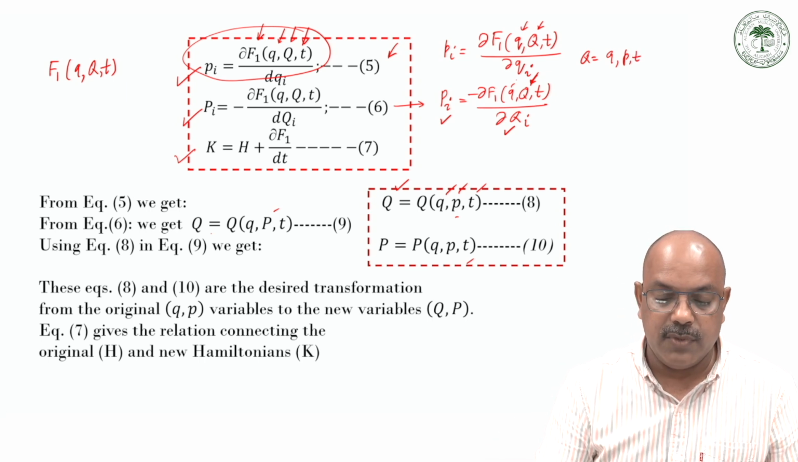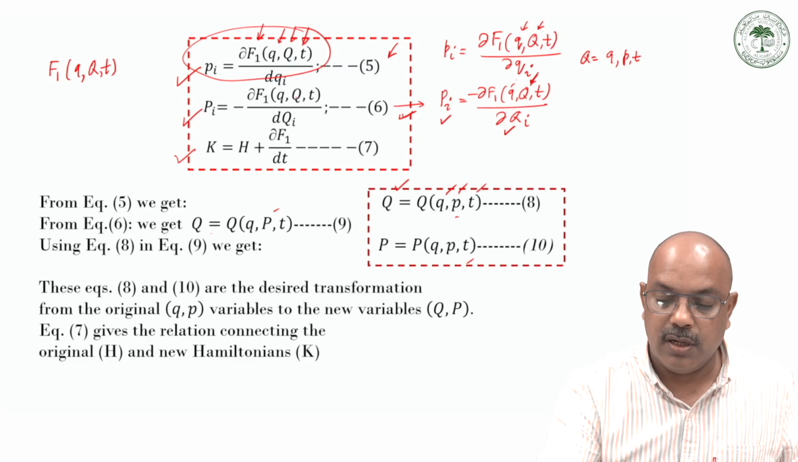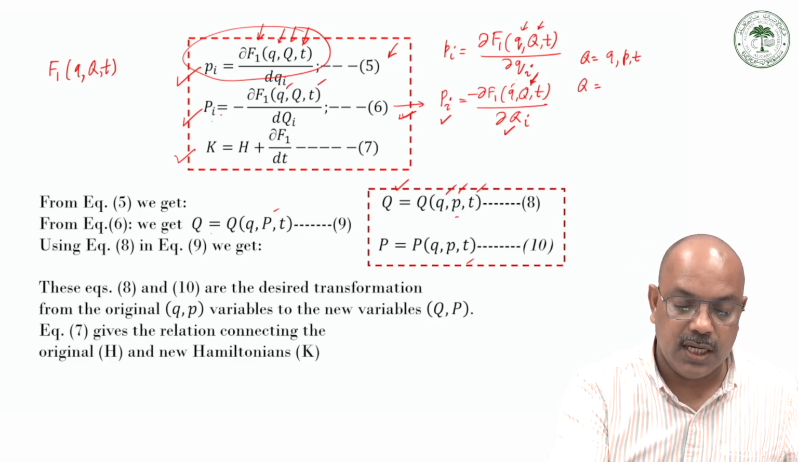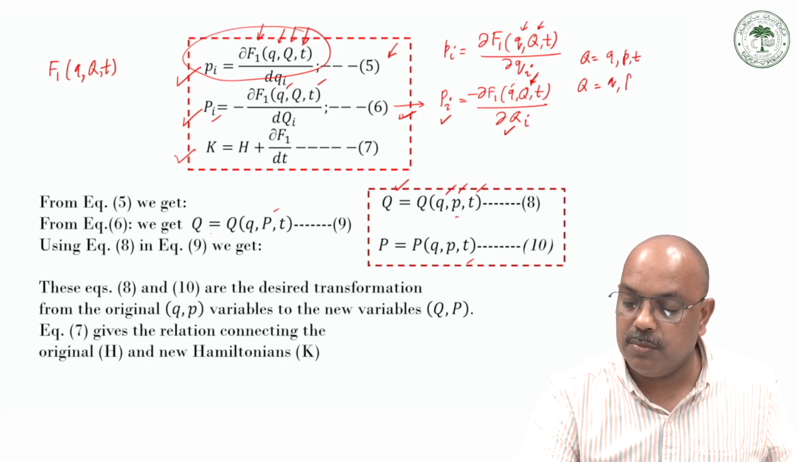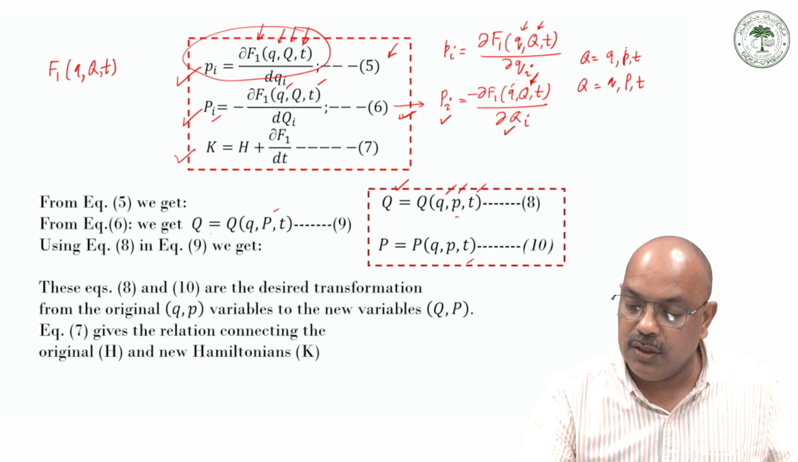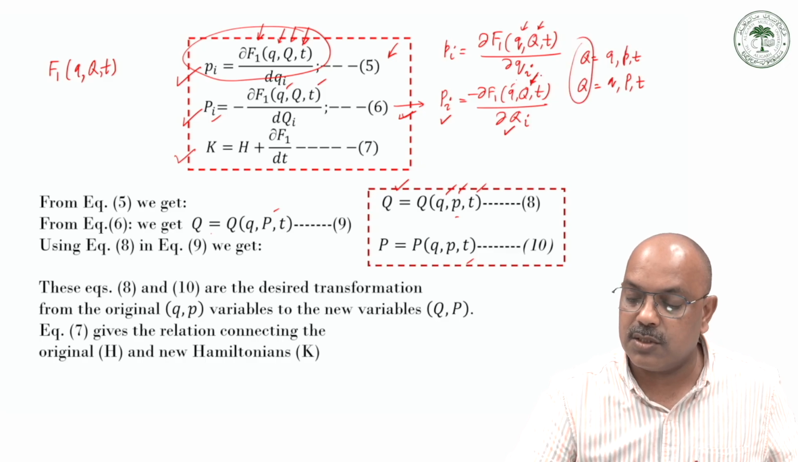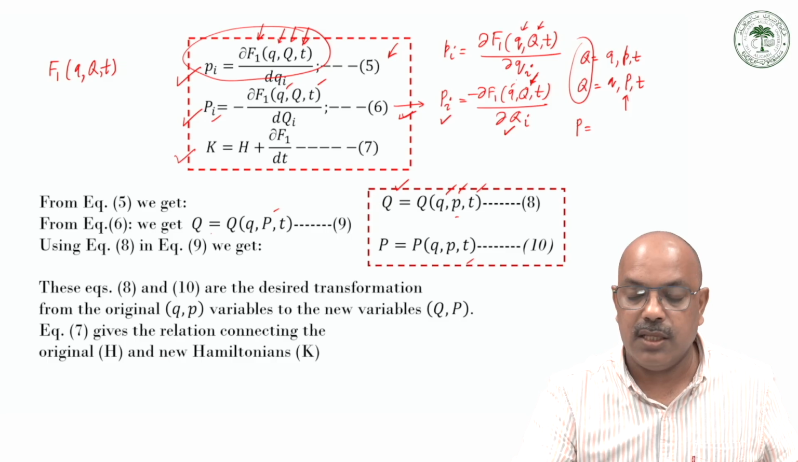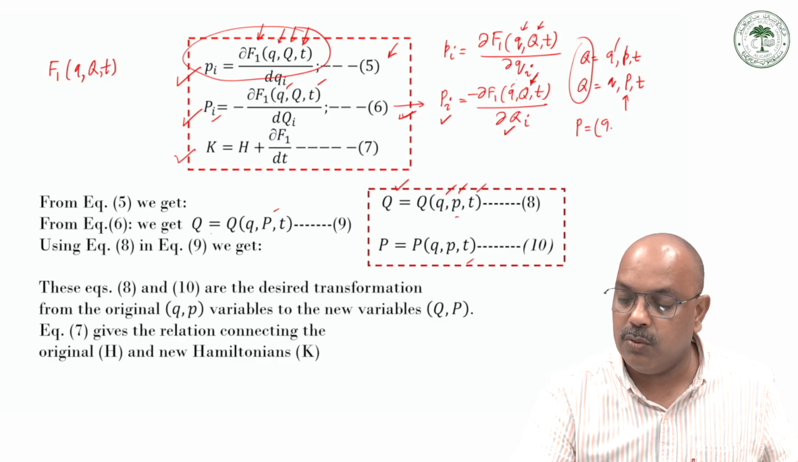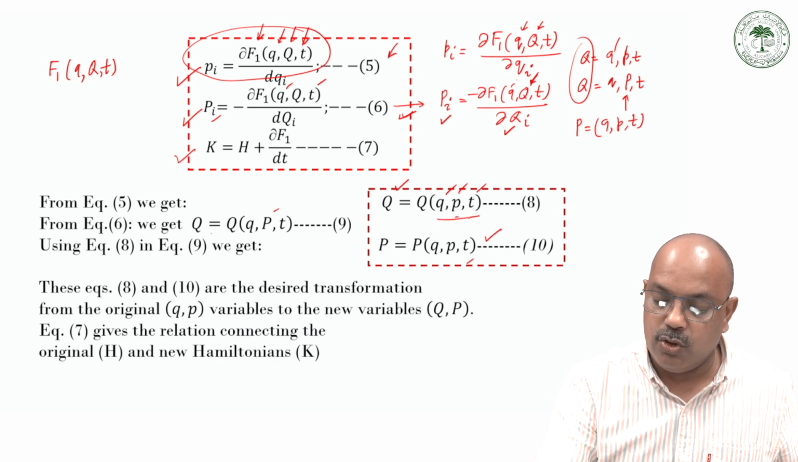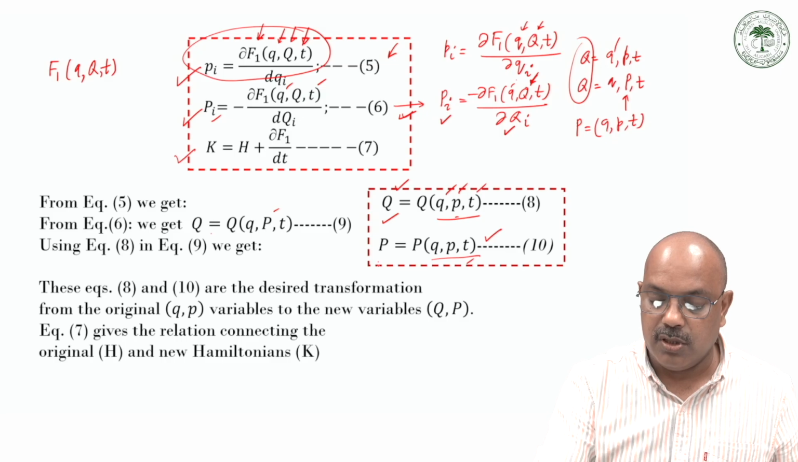Okay, and then from this equation I'm going to get a relation between the small q, capital Q, small t, and capital P, small q, capital P, and T. So now I can eliminate this small q, so I get this capital P. If I eliminate this capital Q, it will be in terms of small q, that is small p and small t. So this is what I want: the transformation from small q, p, t to capital Q, and small q, p, t to capital P.